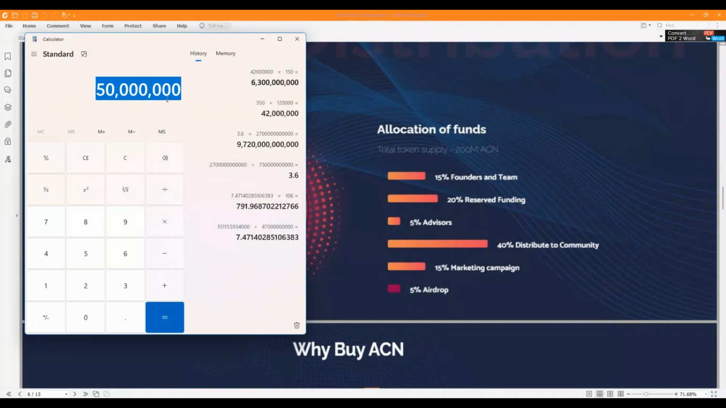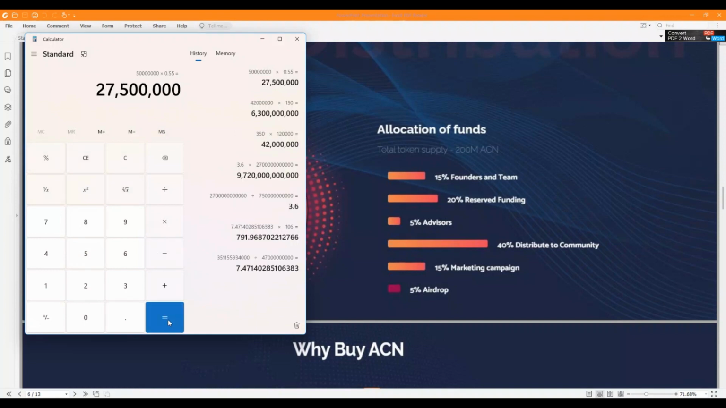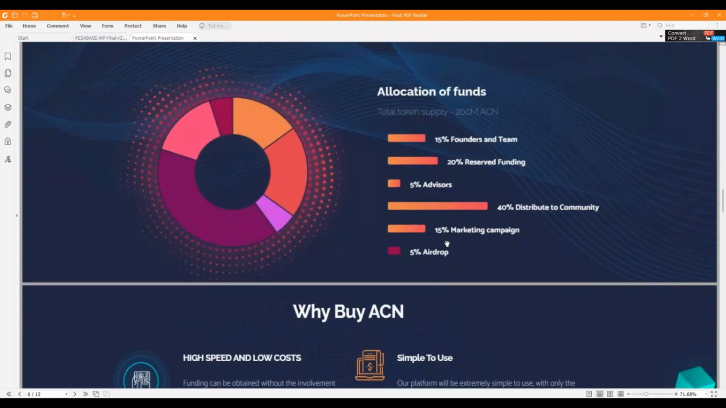Now, if these guys decide, okay, we've raised this amount, let's blindfold people and give back the 40% to the community like we promised, and keep the 55%. If they were to keep 55% of the $50 million, they have $27 million to take home. And let me tell you something, this is like 4.1 billion Kenya shillings.